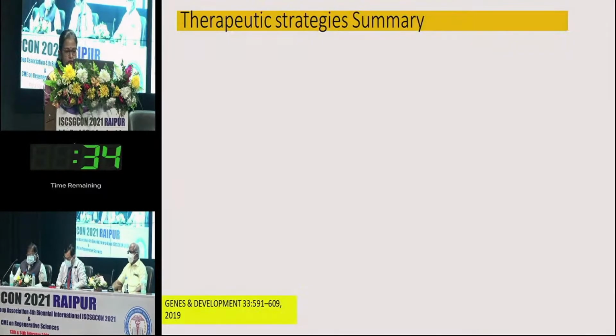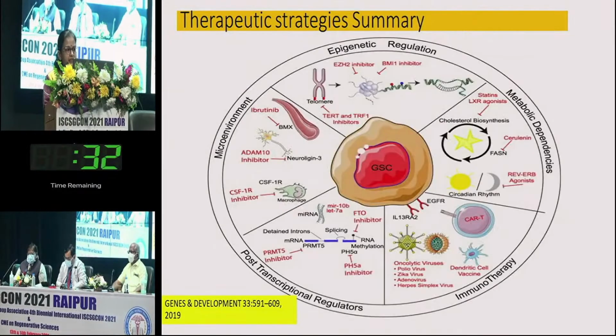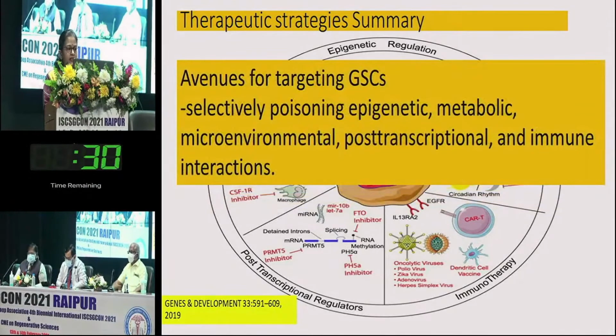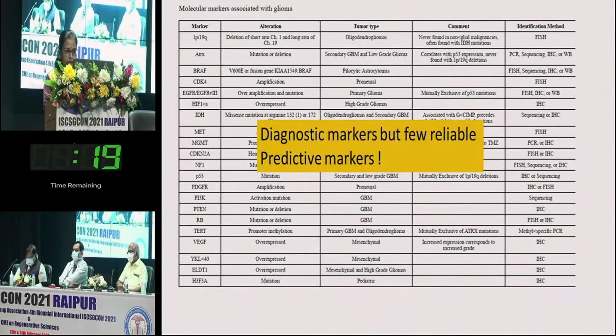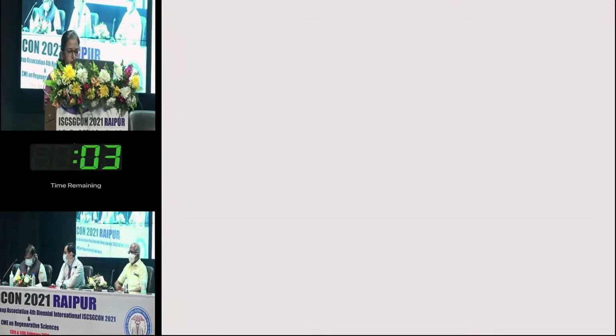So to summarize the therapeutic strategies, there are various avenues for targeting glioma stem cells in glioblastomas, which can selectively poison epigenetic, metabolic, microenvironmental, post-transcriptional, and immune interactions of these tumors. There is already a whole list of diagnostic markers via immunohistochemistry that we use on our tumors. But all of these markers are only diagnostic. They are not very reliable as to predictive value, that is, response to treatment.